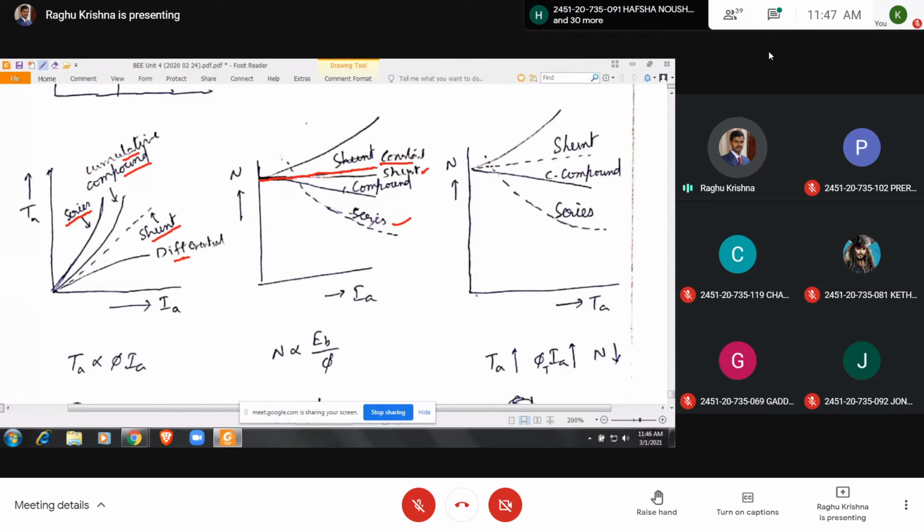And coming to the compound, cumulatively compound. Here the characteristics will be between series and shunt. So this is for compound motor. And this is cumulatively compound. Compound means by default it is a cumulatively compound. Next we have the differential compound. So this is for differential. As the current increases, you can see here speed increases. This is for differential compound.